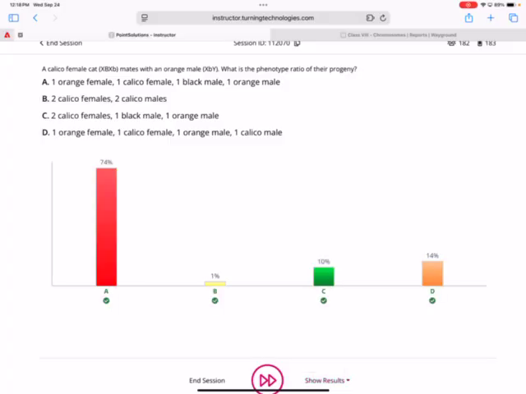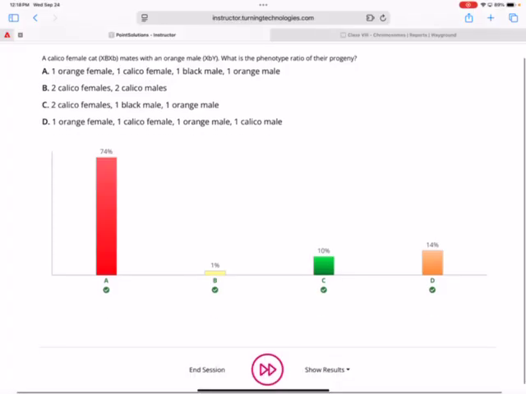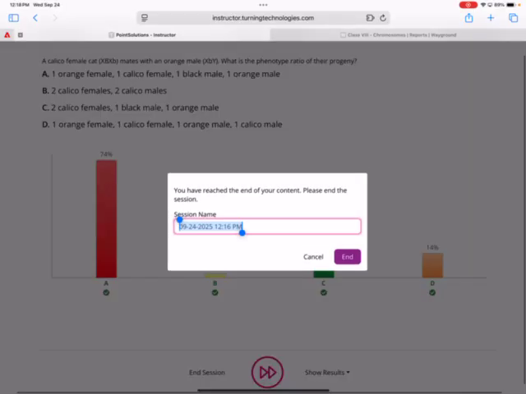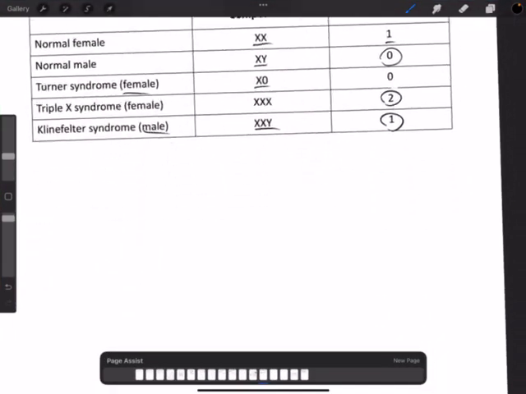Okay. Yes, overwhelming support for A. We'll go ahead and write that out, which is one orange female, one calico female, one black male, one orange male. So how do we get that situation?